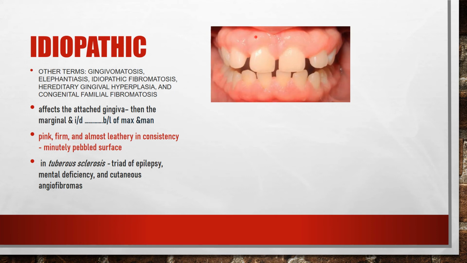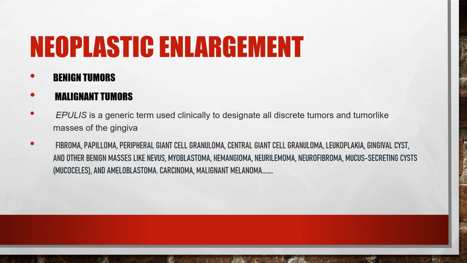It appears very pink, firm and of leathery consistency. That is mostly due to the increase in the fibrous component. That is why it appears leathery, and a minutely pebbled surface can be seen. It can be seen in some disease conditions, such as tuberous sclerosis, which is a triad of epilepsy, mental deficiency, and cutaneous angiofibromas. So that's all about idiopathic gingival enlargement.